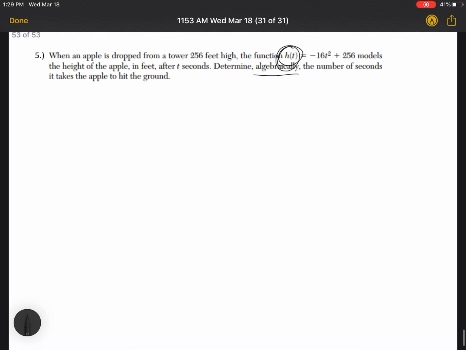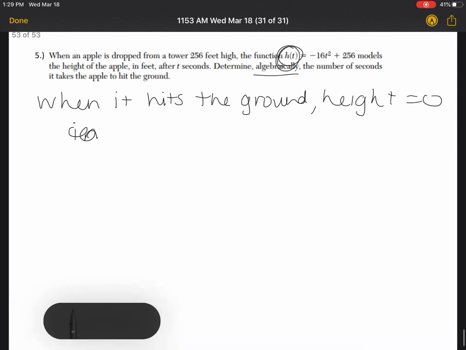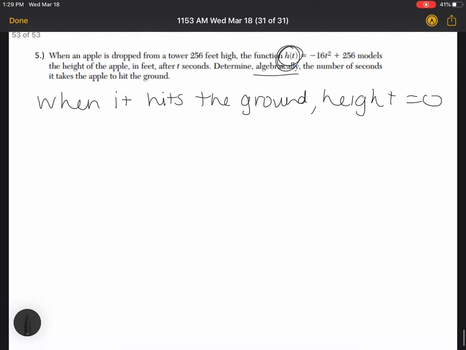If h of t here is representing its height, when the apple hits the ground, its height is going to be 0. So I'm just going to note that here, when it hits the ground, height is equal to 0. We'll just say height equals 0. So what we want to do is just plug in 0 for h of t. So our function becomes 0 equals negative 16t squared plus 256. And then we just need to solve for t, so get t by itself.